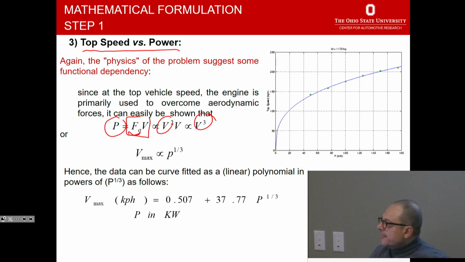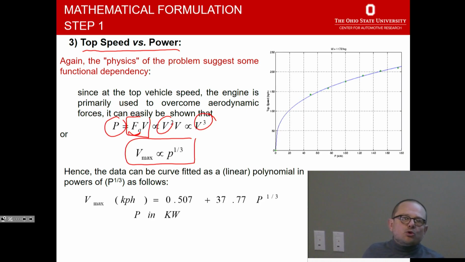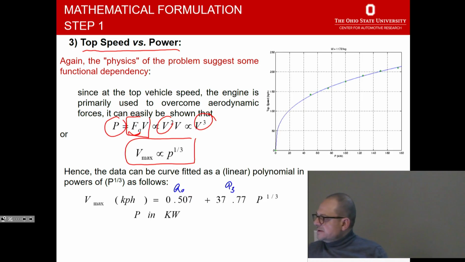Okay? Physics again. So the top speed of my vehicle, eventually, when I get to the top speed, aerodynamics is going to be my ultimate limit. So how about if I do something in which I say Vmax is proportional to the cube root of P. And sure enough, if I come up with a model in which I take a coefficient, A0, a constant, that's a bias, and then I'm going to have some coefficient, let me call it A3, which is proportional to the cube root of power in kilowatts. And there you go. You can see that this works quite well.